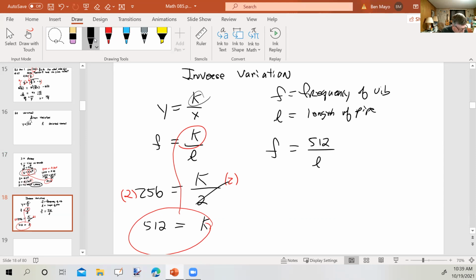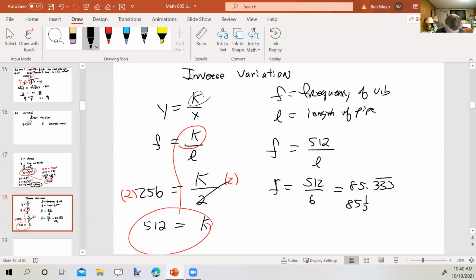Now we have a follow-up question. How many times per second will a 6-foot pipe vibrate? So we get 512 divided by 6. Now, here's where you need to be careful. Unless it tells you to, you never want to round off. Certainly not in the middle of a problem. 512 divided by 6, and what I'm getting is 85.3 repeating. That's 85 and 1/3. Okay, 0.3 repeating is 1/3, a fact you should know.